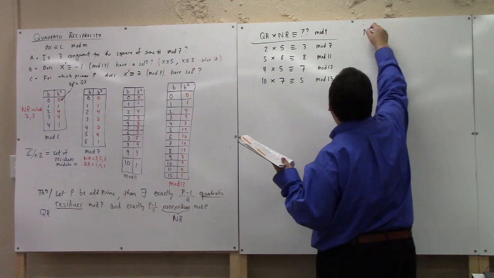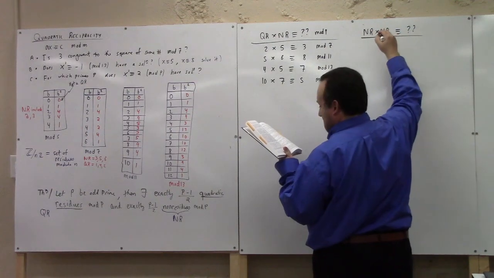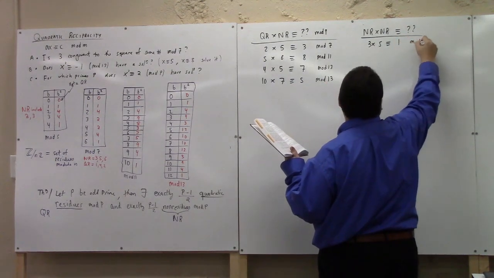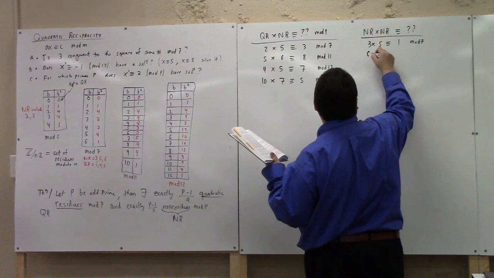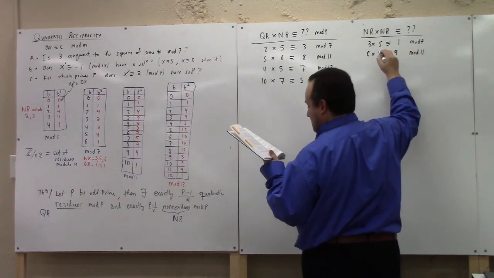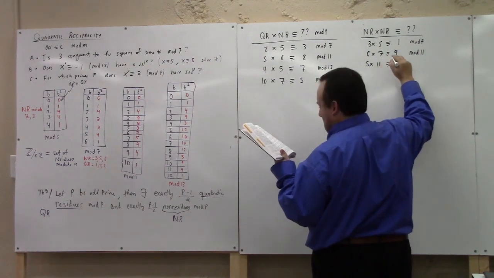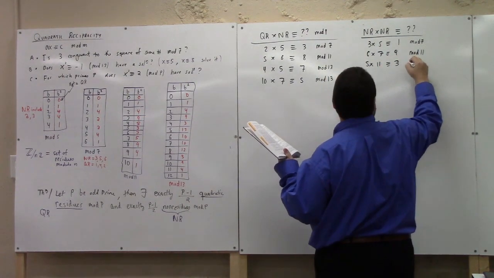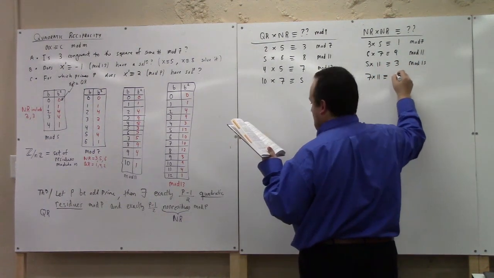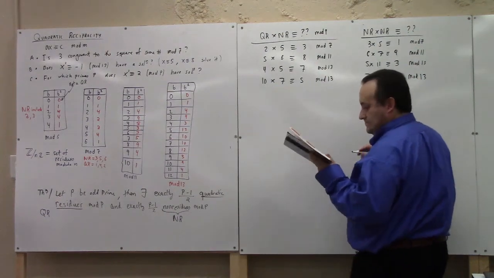And what happens if we do non-residue times non-residue? We got 3 times 5 congruent to 1 mod 7. 6 times 7 congruent to 9 mod 11. 5 times 11 congruent to 3 mod 13, and 7 times 11 congruent to 12 mod 13.